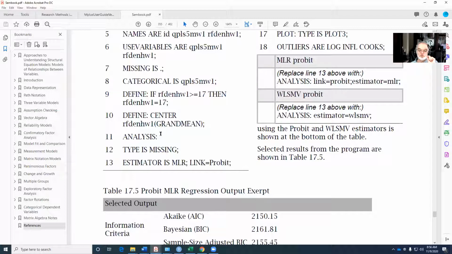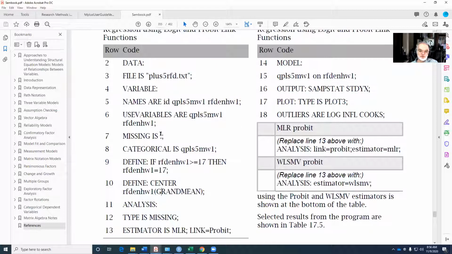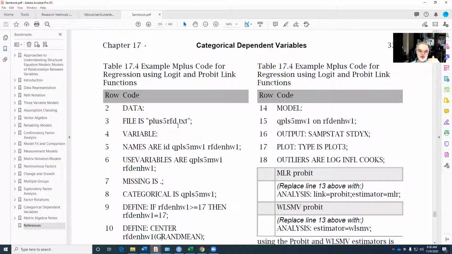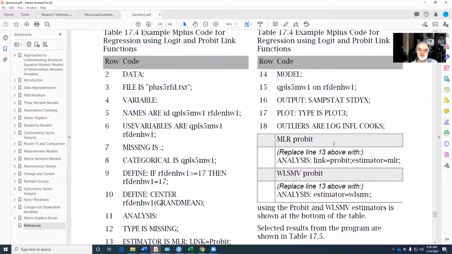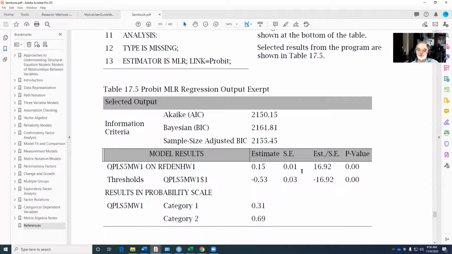So I'm going to stop here. What's going to come is how to change this and do MLR and WLSMV, and then we'll talk about the printouts come Wednesday, right?